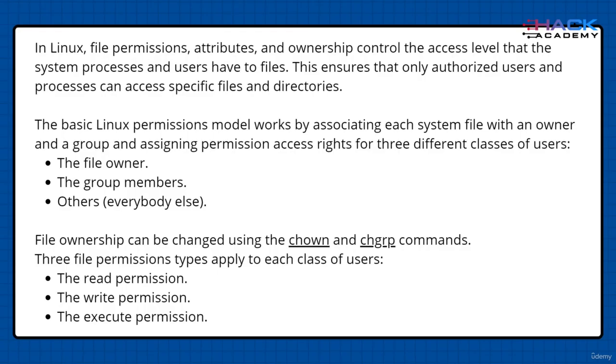The basic Linux permission model works by associating each system file with an owner and a group and assigning permission access rights for three different classes of users: the file owner, the group members, and others, which is everybody else. File ownership can be changed using the chown and chgrp commands. Three file permission types apply to each class of users: the read permission, the write permission, and the execute permission.